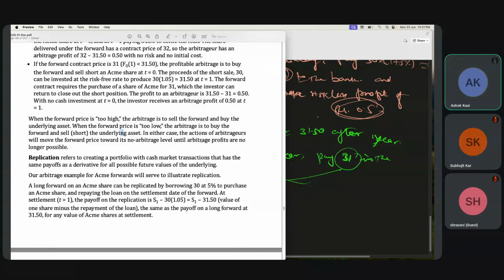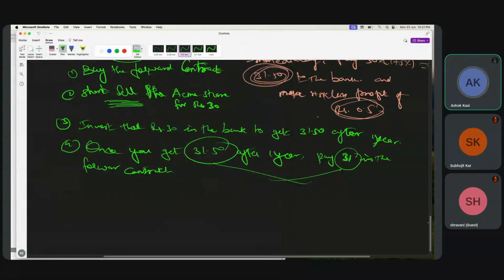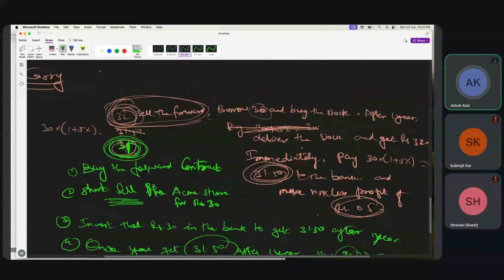In either case, the actions of arbitrage will move the forward price towards its no arbitrage level until arbitrage profits are no longer possible. That means with this kind of transactions, when everybody is buying the forward contract, slowly the price will push up to 31.50. Or in the first case, when everybody is selling the forward, the price again will pull down to 31.50, and then no arbitrage will take place.